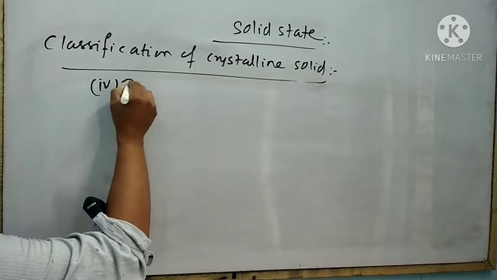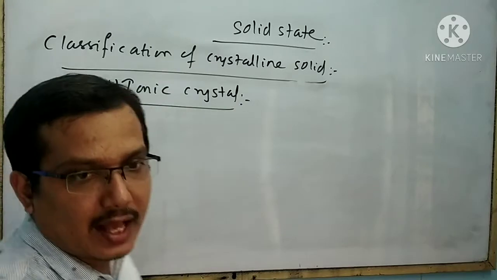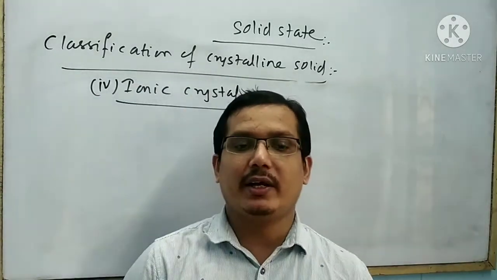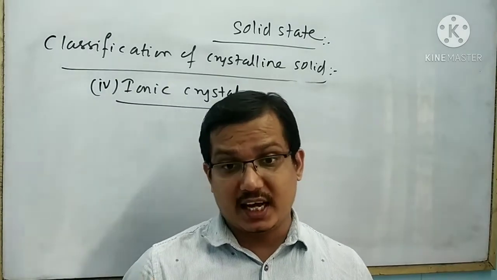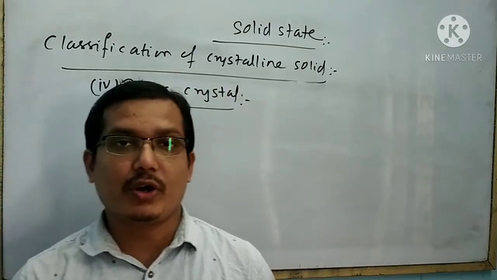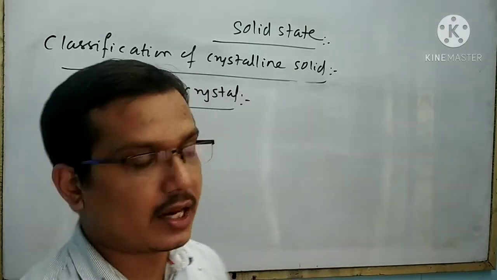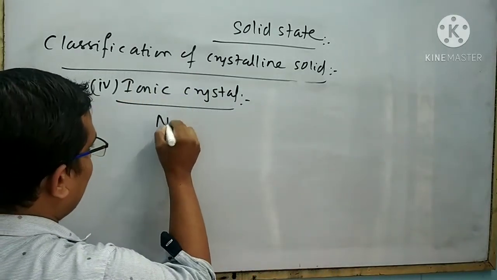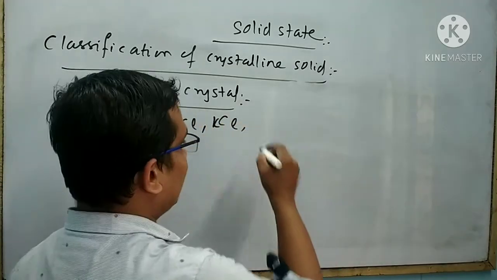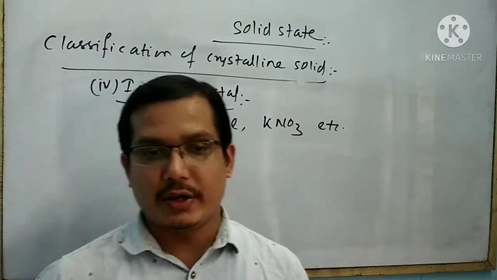Next I will explain about the ionic crystal. When the lattice points in a crystal are alternately occupied by oppositely charged ions and are held together by electrostatic force of attraction, then such type of crystals are called ionic crystals. Examples of ionic crystals are NaCl, KCl, next is KNO3, etc. These are the examples of ionic crystal.